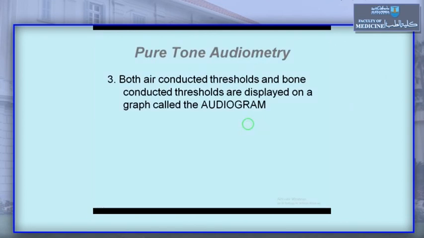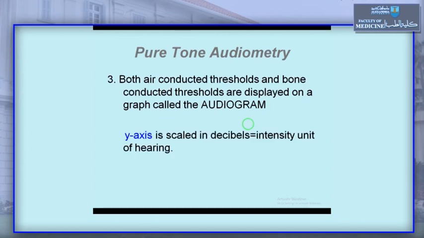Both air conducted thresholds and bone conducted thresholds are displayed on a graph called the pure tone audiogram. The pure tone audiogram is a chart that represents the relationship between the intensity in decibels on the y-axis, which is the vertical axis, versus the frequency in hertz on the x-axis.